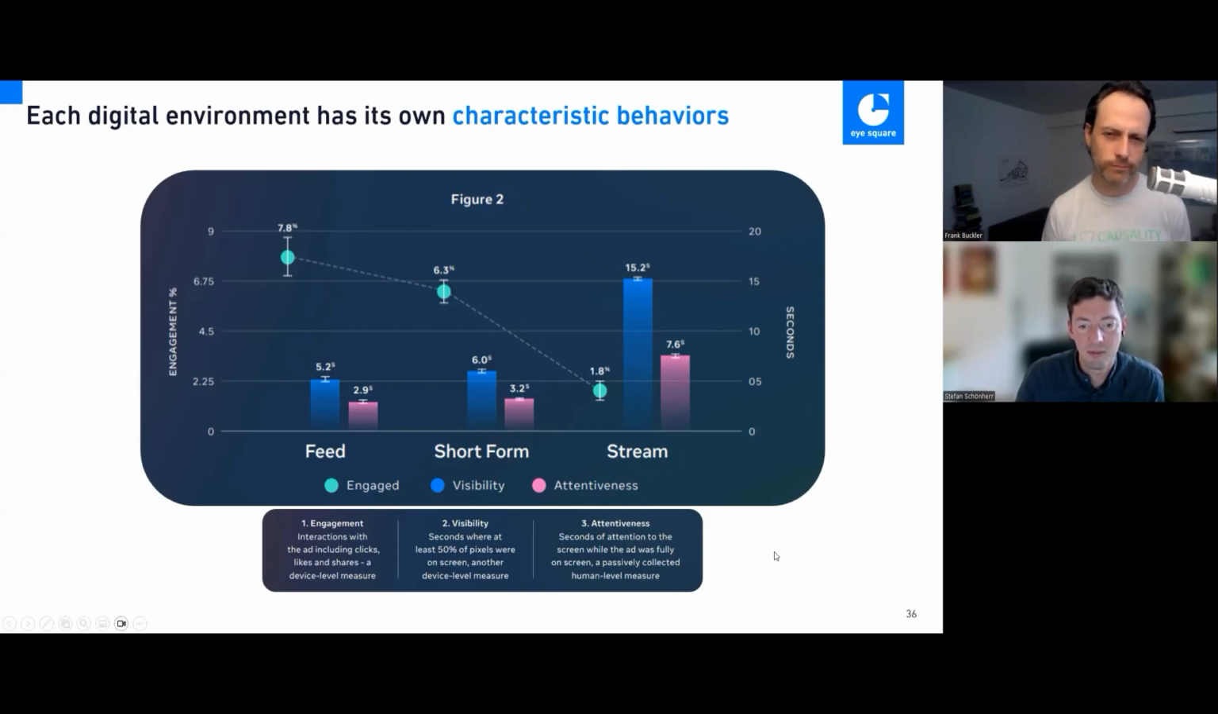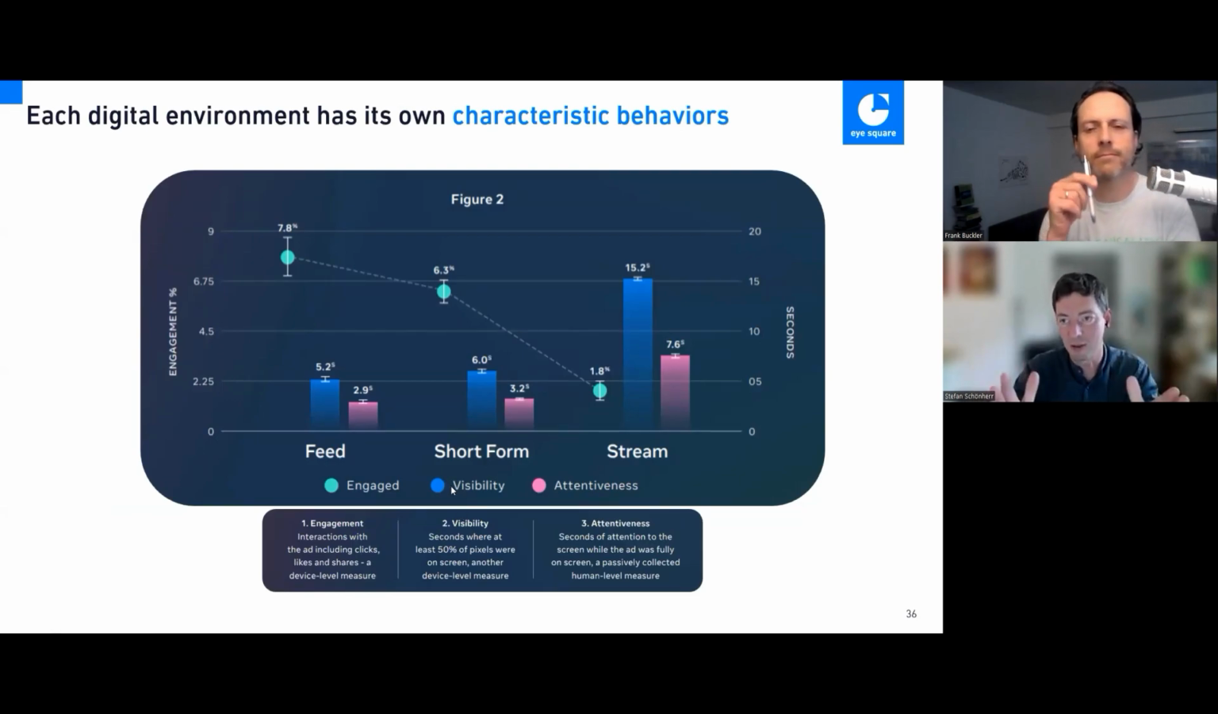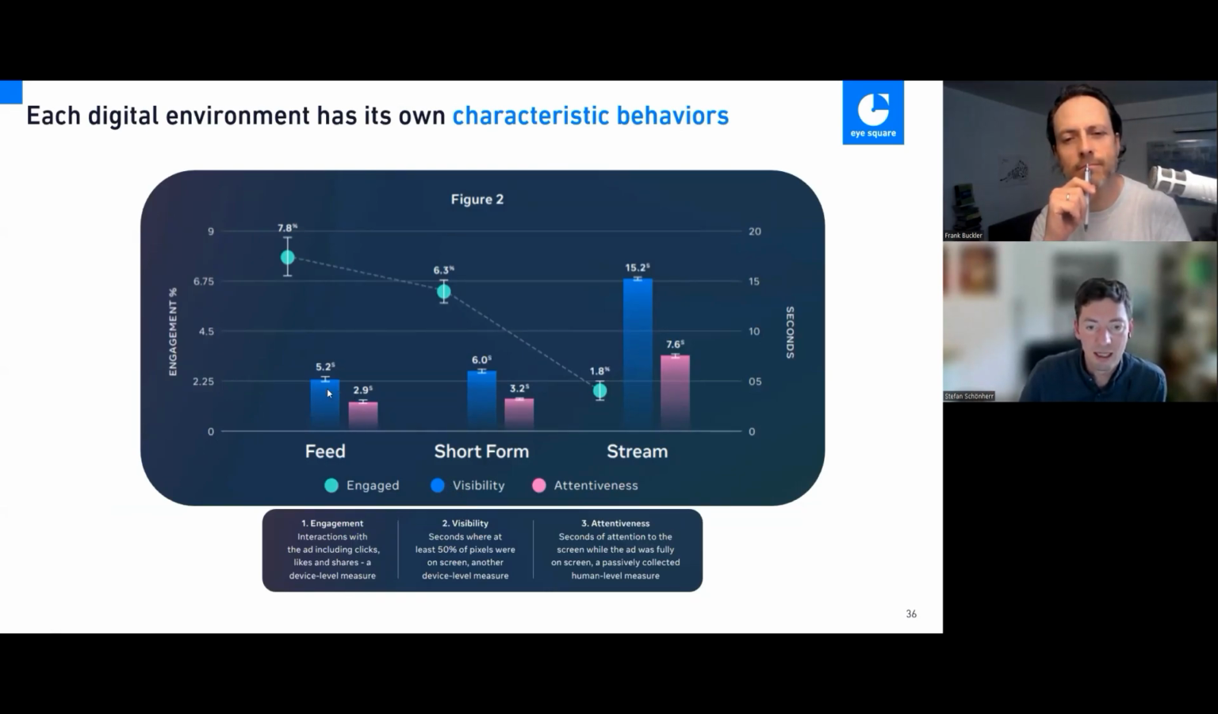And then you see the red thing here is attentiveness. In this case, attentiveness means eyes on screen while the ad was playing. And you see again, okay, in-feed is the shortest one. Then you have short form, a mixture here, which is 2.9, then 3.2 seconds. And streaming ads, it's not only YouTube here, as said, but also Hulu and other things. These are 7.6 seconds. So again, you see, wow, there's a big difference, and maybe an advantage here for streaming ads.